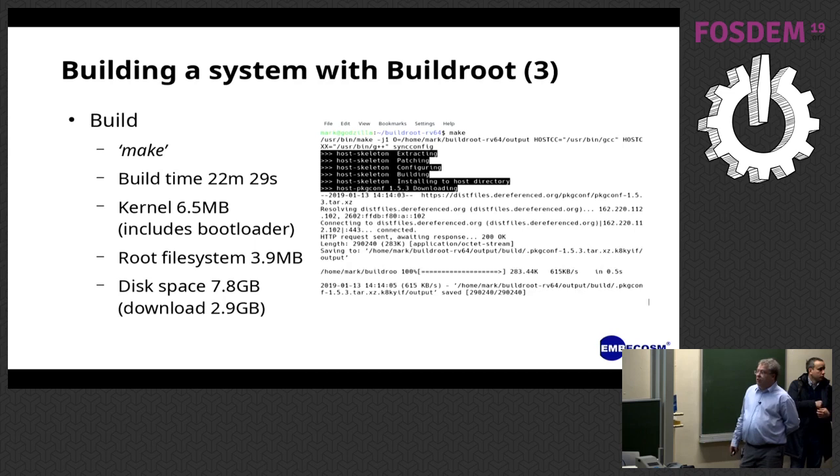The figures I had for Yocto were marginally larger, but comparable. And once it had finished downloading and doing a full build on my system, there was about 2.9 gigabytes of space used on the disk, whereas the figures I had for Yocto were about 10 times that. It was about 30 gigabytes after I'd run a Yocto build, to give you an idea.